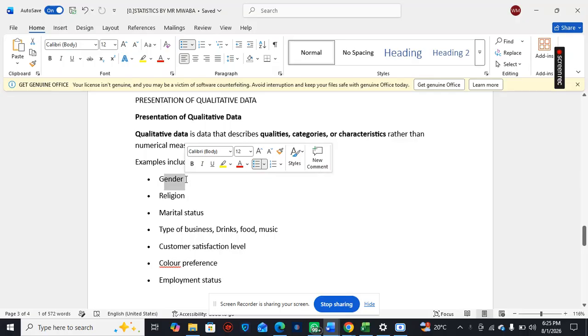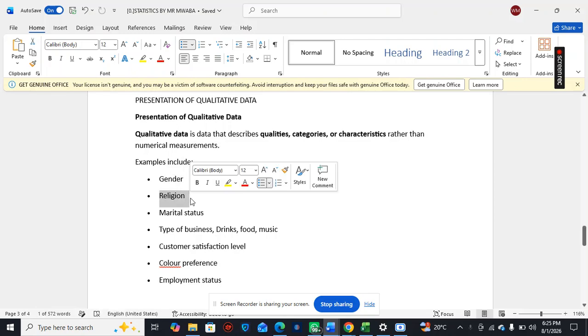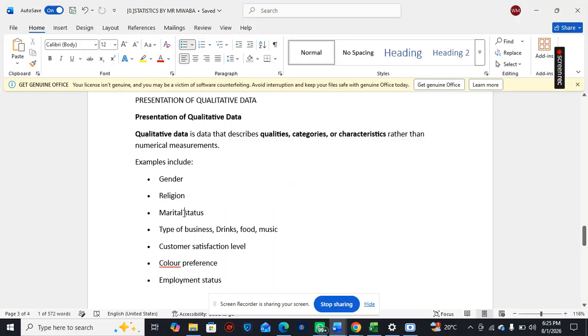So when you're doing a research, you're dealing with male and female, so you have to find out the information about the males and the females. You've got religion. There are various religions, so it will depend what your research is about and on which religions. Marital status. Types of things, like types of businesses, types of drinks, types of food, types of music.